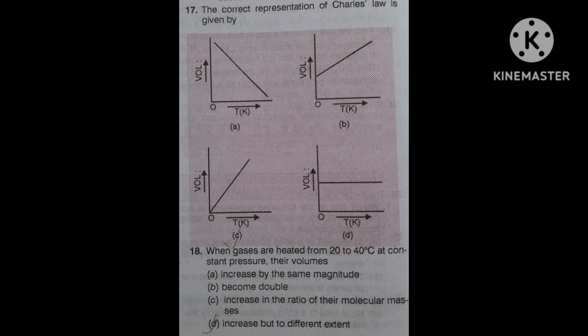Parallel to the base means the x-axis. And the first option was from up to down, starting from the y-axis. It is a straight line, and it went to the base, far from the origin. Now just think, which one is the correct representation of Charles' law? If you have paper, you can write it also.